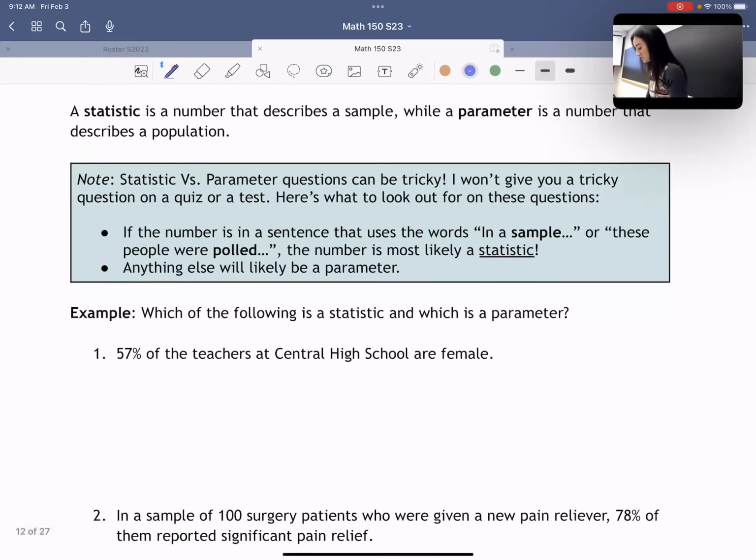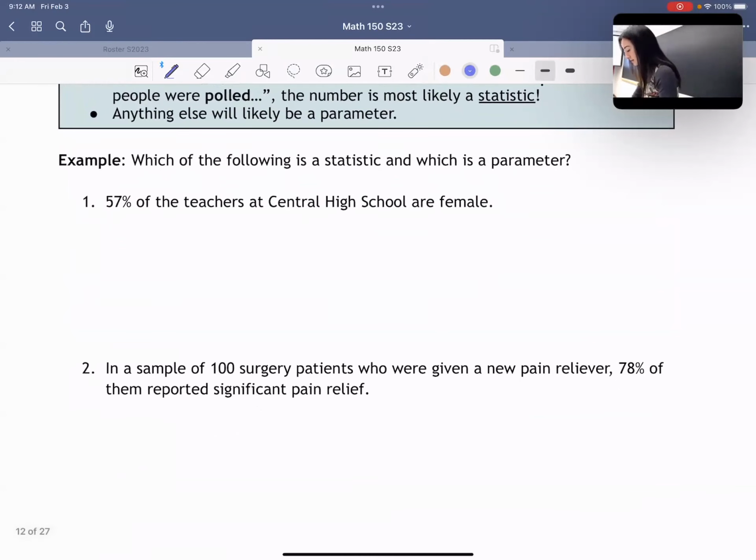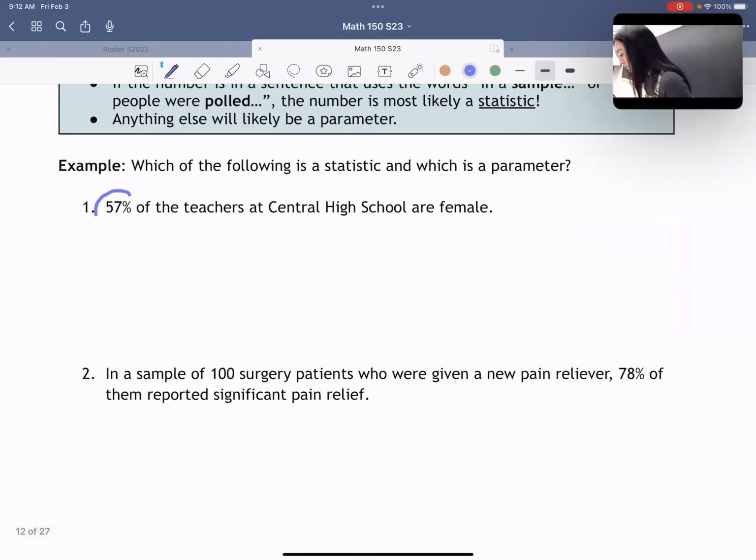Let's do a few examples. All right, 57% of the teachers at Central High School are female. We're going to focus on this number, 57%. Who thinks this is a statistic? Who thinks it's a parameter? All right, anyone who raised their hand on parameter want to explain why? Some hands, Melanie? It doesn't include anything about like being a sample or being polled.